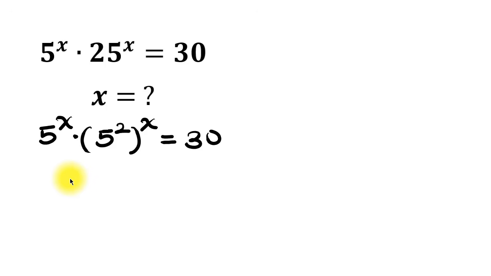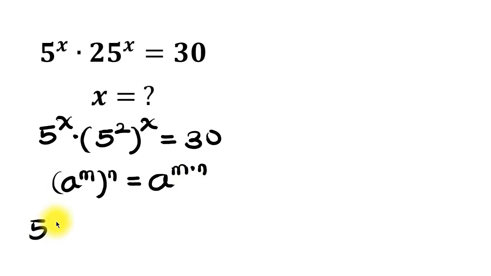The property that says when I have a to the power of m, raised to the power of n, just as we have here, this can be written as a, which is the base, to the power of m times n. That means the powers multiply. So we have 5 to the power of x times 5 to the power of 2 times x, that will be 2x. Good. And this is equal to 30.